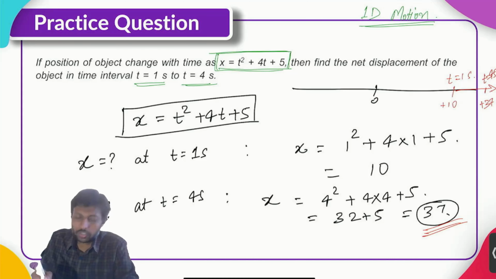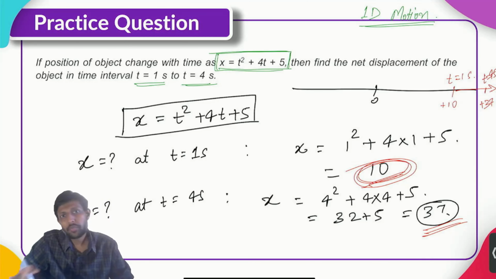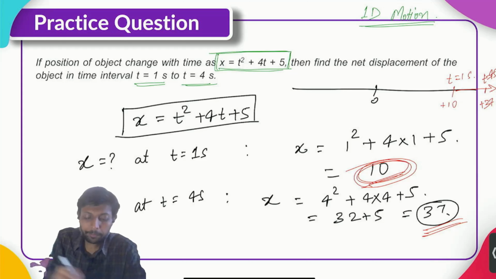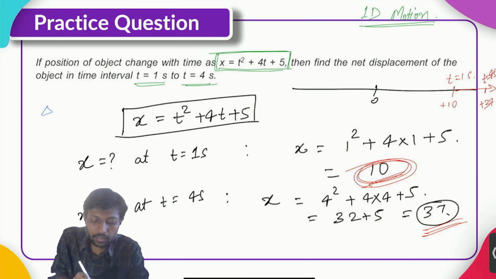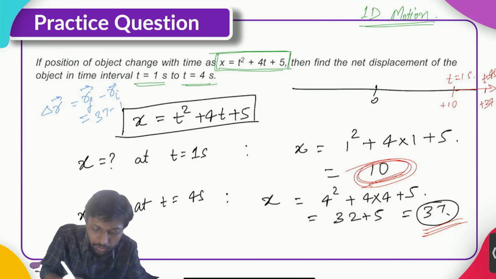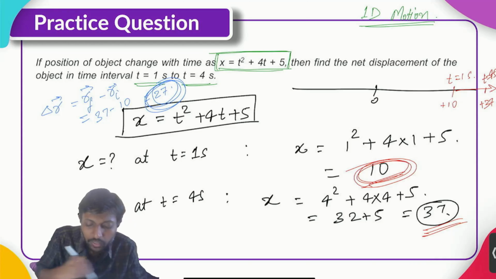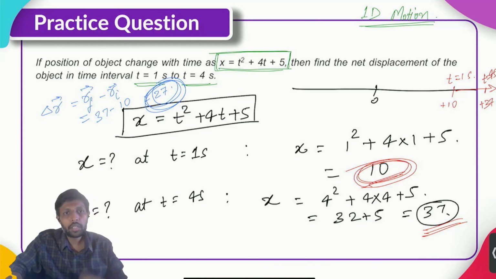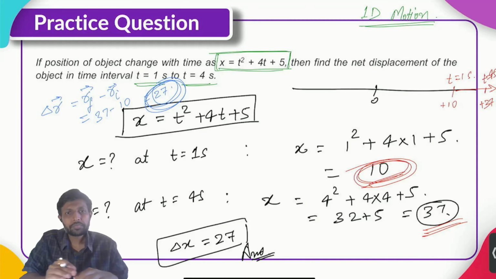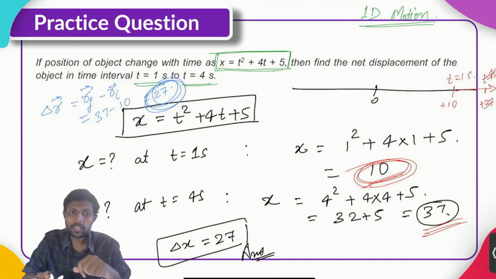If you know the final position of the object and you know the initial position of the object, can you find the displacement? Can you find the net displacement? It's easy to find, right? The net displacement, or delta R, is given by R final minus R initial. If this is one-dimensional motion, then you could simply write it as 37 minus 10, that's 27. 27 units, can be meter, centimeter, whatever is given in the question. Delta X is 27. That's the answer. Let's move on to the next concept, which is speed and velocity.